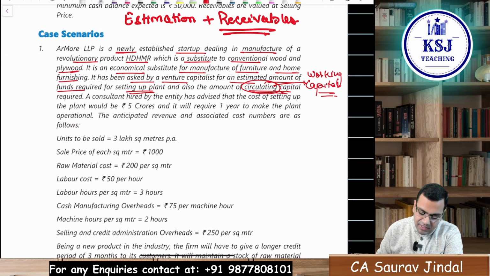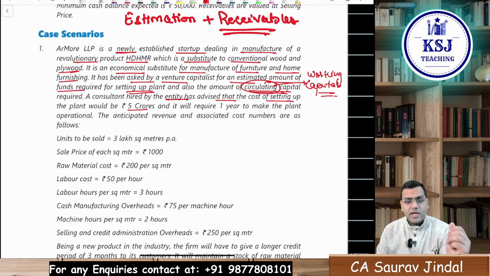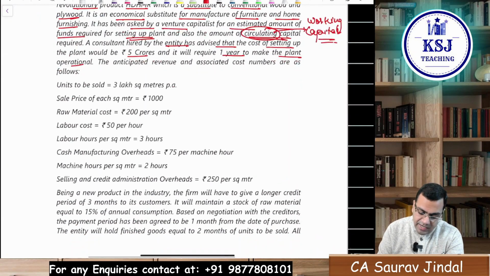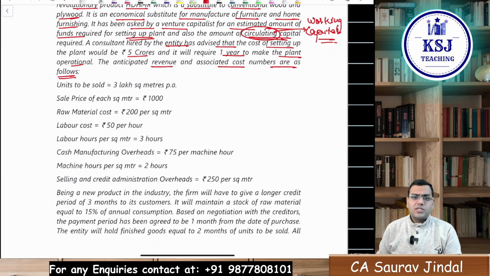Required. A consultant hired by the entity has advised that the cost of setting up the plant would be 5 crores and it will require 1 year to make the plant operational. Okay, sir. The anticipated revenue and associated cost numbers are as follows. So there is a company who is going to manufacture a product. For that, they are setting up a plant. They need a certain working capital.